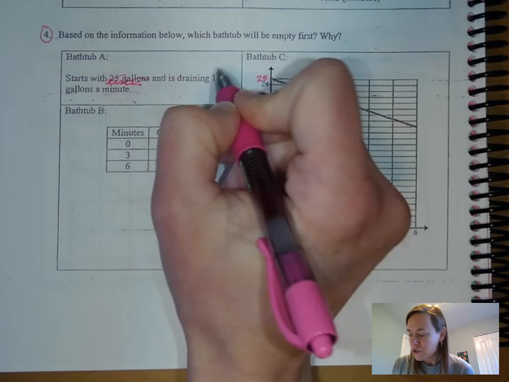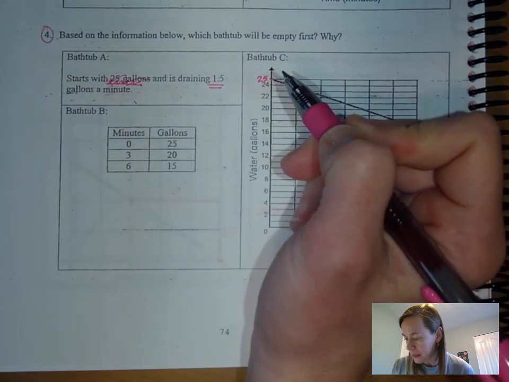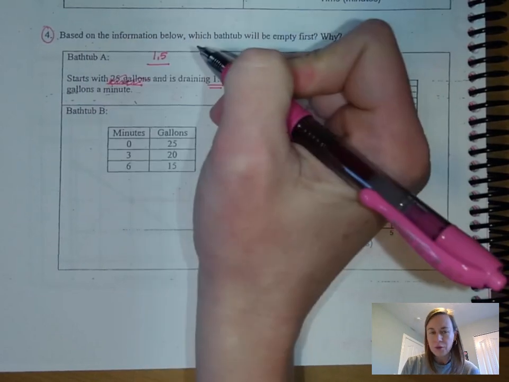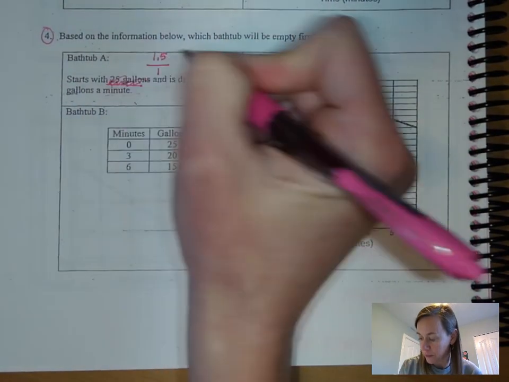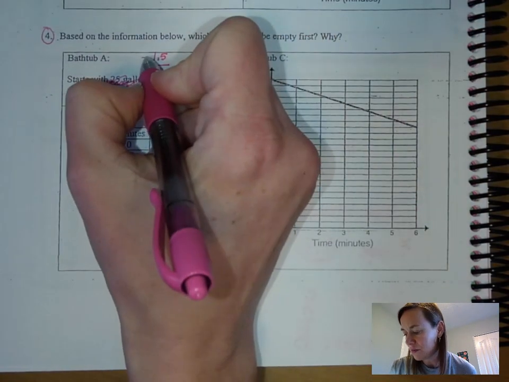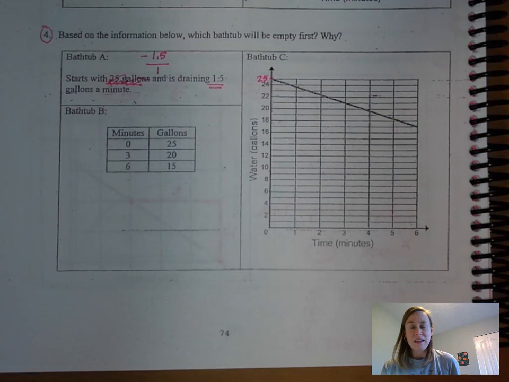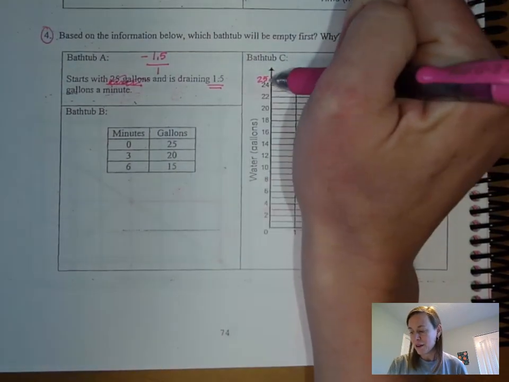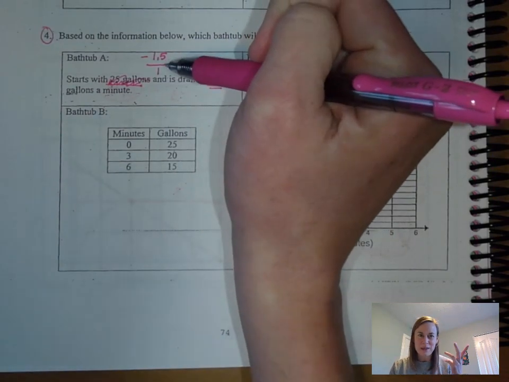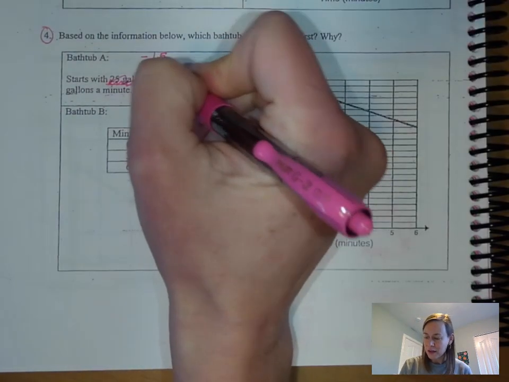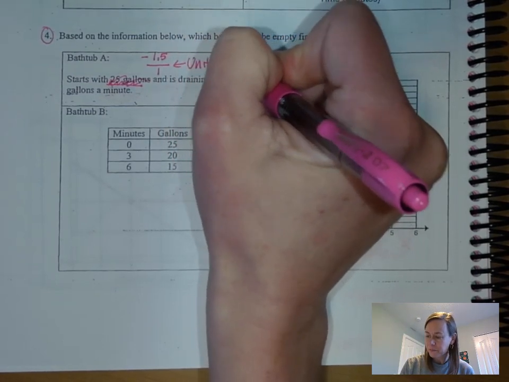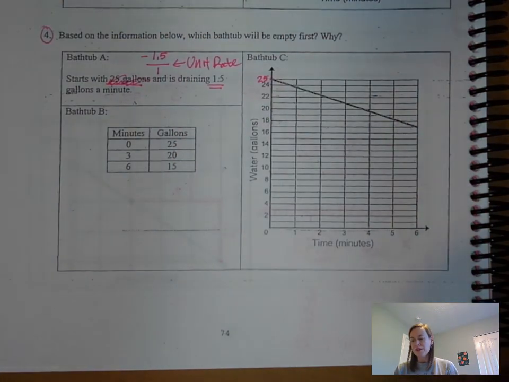What is it draining? It's draining by 1.5 gallons a minute. So I'm going to put 1.5 per 1 minute. So I'm going to put 1 on bottom. Now when it's actually losing water, we're going to go ahead and indicate that with a negative, okay? And we're going to do that over here, but it's going to happen a little bit more automatically with these. With this one, we have to kind of think about it a little bit more. So we have a 1 on bottom here. So this is our unit rate. Cool. Let's go on to bathtub B.